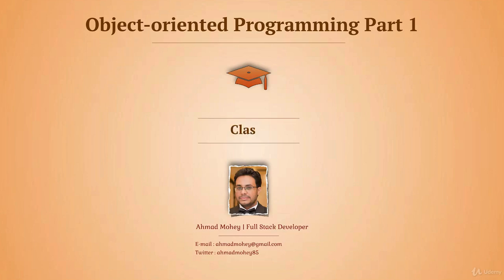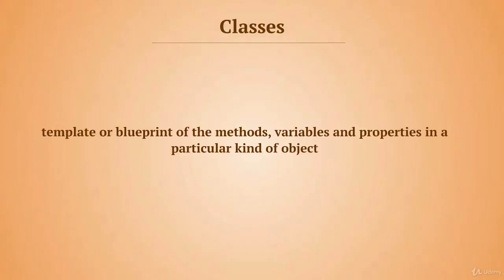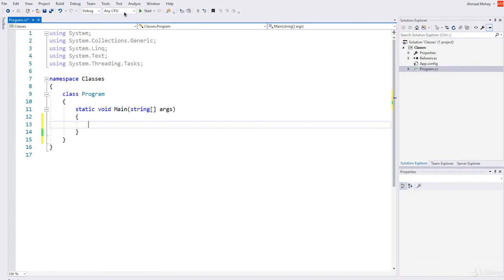Now it's time to discuss classes. Class is a very important concept in object-oriented programming, and we have seen it in the first lesson in this chapter. A class is simply a blueprint or a template which contains methods, variables, and properties for a particular kind of object. Let's go ahead and see how we can apply this in C#.